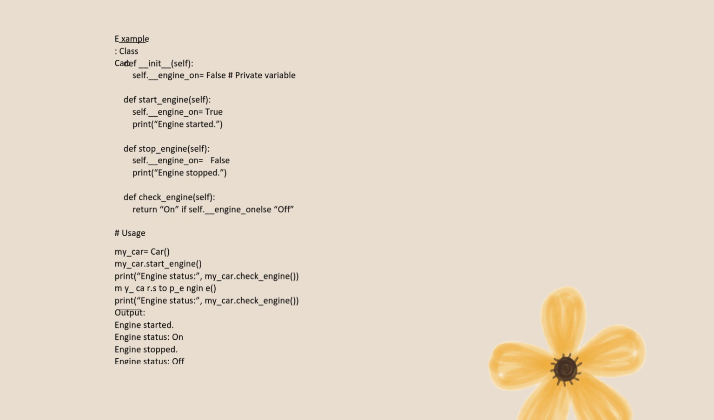Output for car example. Using the car class, we start the engine, check its status, stop it and check again. The private engine state is modified only through methods, maintaining full encapsulation.